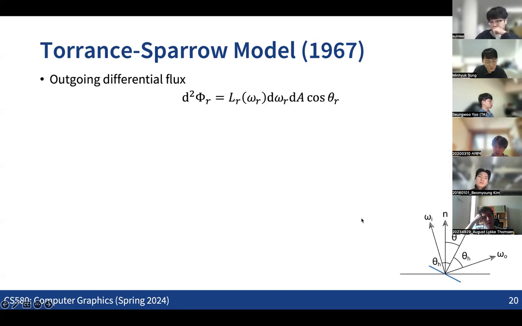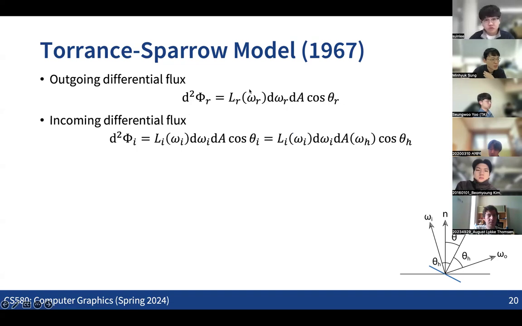So by definition of the radiance, the differential flux can be defined like this, right? The radiance was defined as the differential flux over the differential solid angle and also the differential projected area. So this is by definition of the radiance. This is also the incoming differential flux, which is defined the same way.